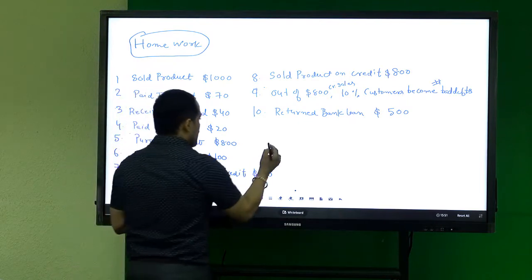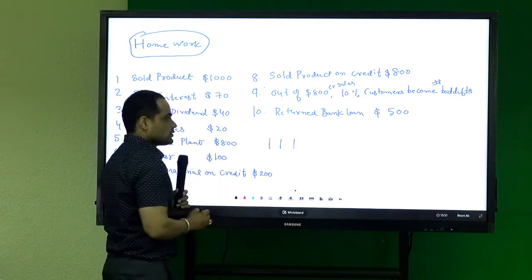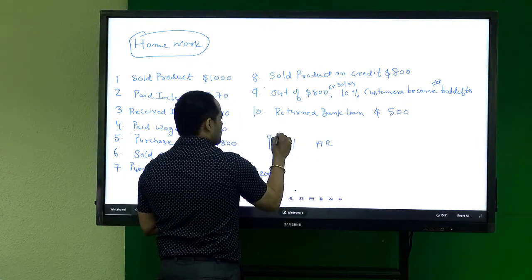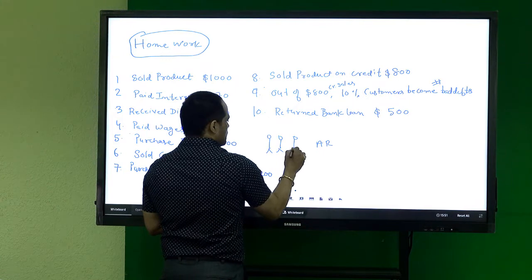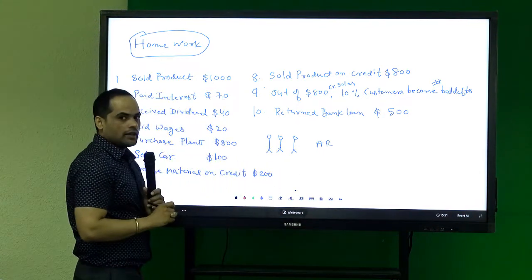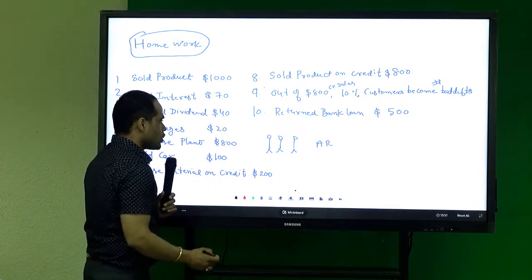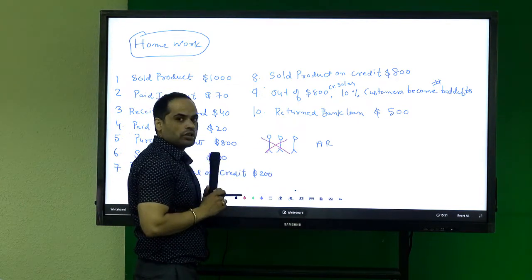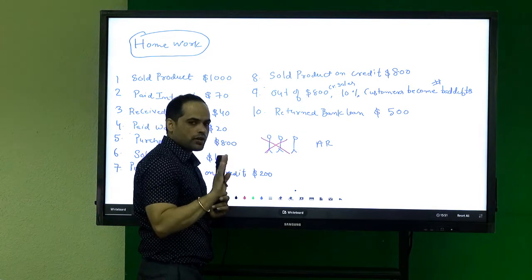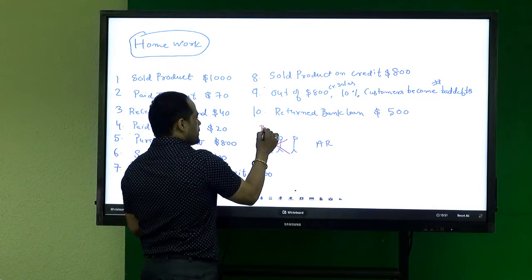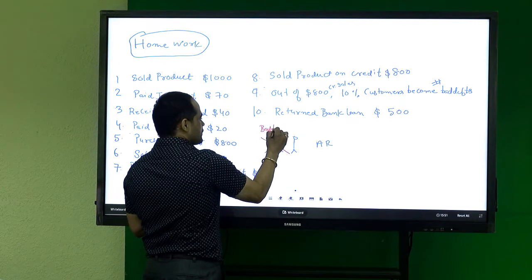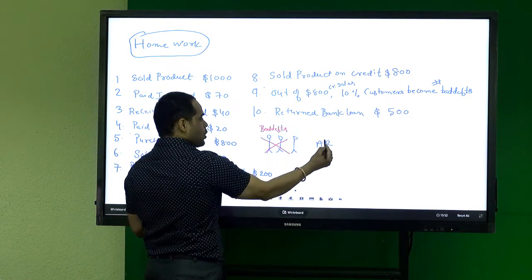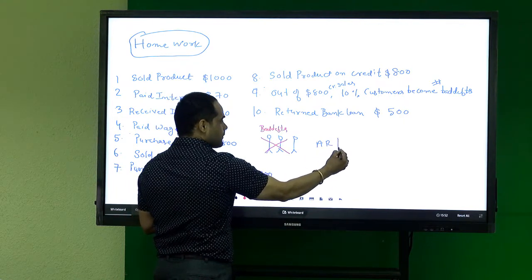So let's say you have three people. Alright? These three people are your accounts receivable. Of these three people, two people do not give you cash, meaning they don't return money back to you. So these two become bad debts. Alright? So what does it mean? How many accounts receivable are left? Only one. So accounts receivable reduced.